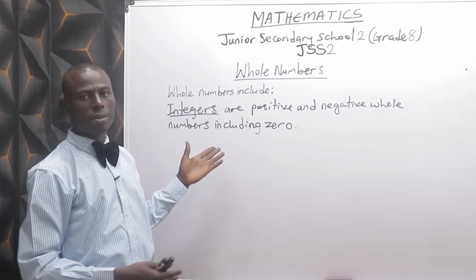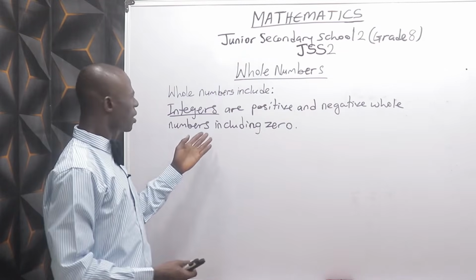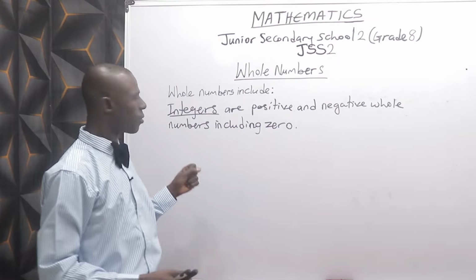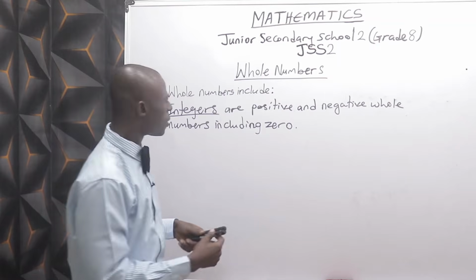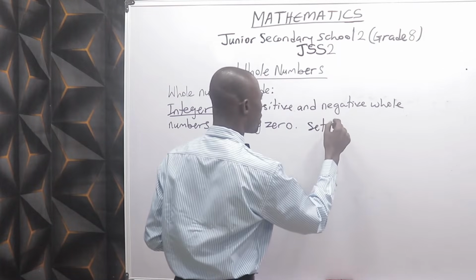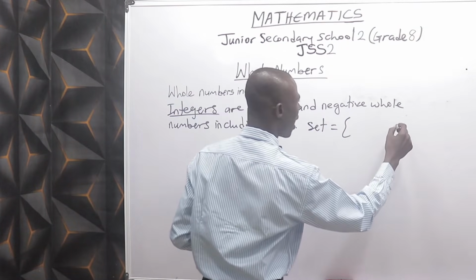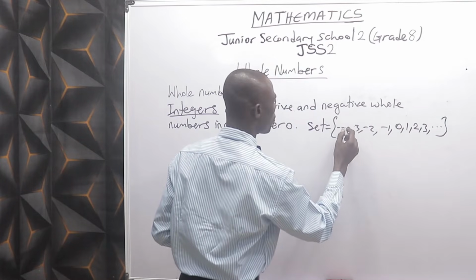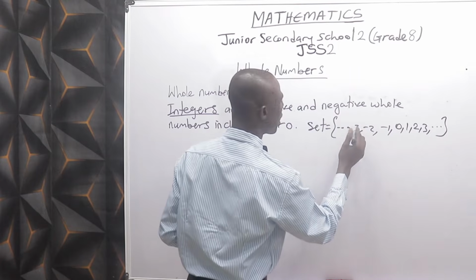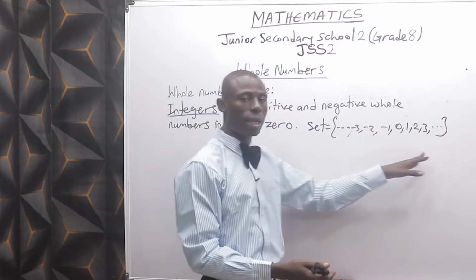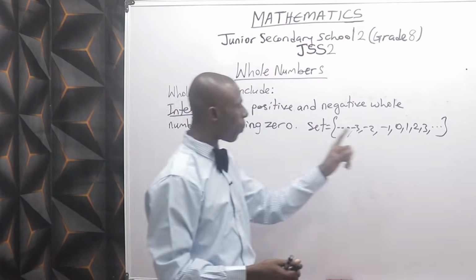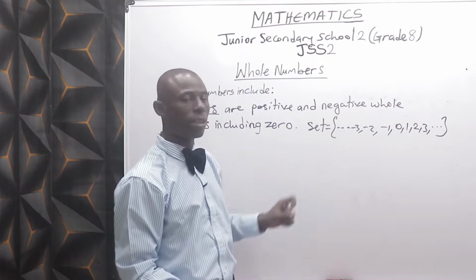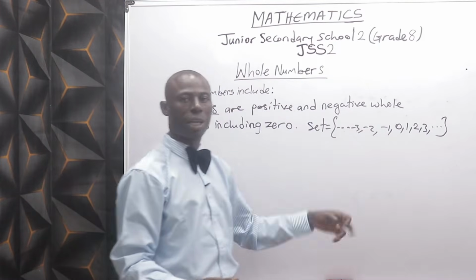The last concept there, integers. Integers are positive and negative whole numbers, including 0. So the set of integers is captured as this. This is the set of integers. So we believe that this has captured everything in integers. It includes the positive set of numbers, the negative set of numbers, and also the neutral, the 0.